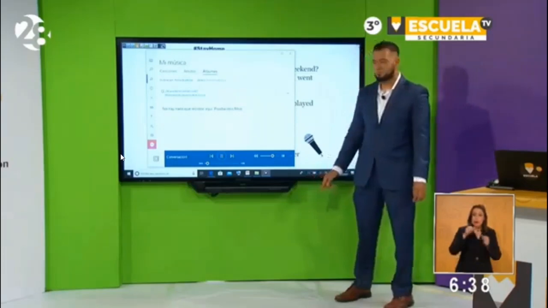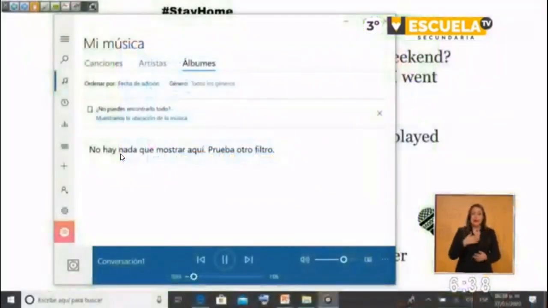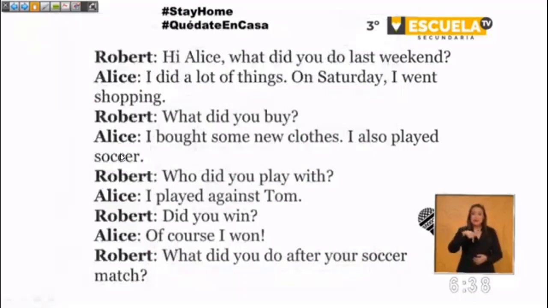I am from Escobedo City and will play Robert. Hello, my name is Karina and I'm from Escobedo City. I will play Alice. Hi Alice, what did you do last weekend? I did a lot of things. On Saturday, I went shopping. What did you buy? I bought some new clothes. I also played soccer. Who did you play with? I played against Tom. Did you win? Of course I won. What did you do after your soccer match?